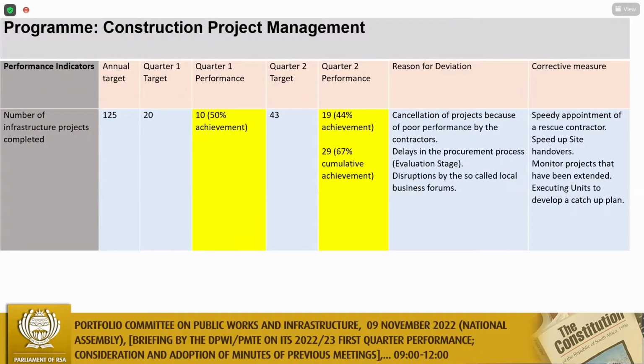And then overall, when we look at the total number of projects, we're targeting 125 for the financial year, 20 in quarter one.